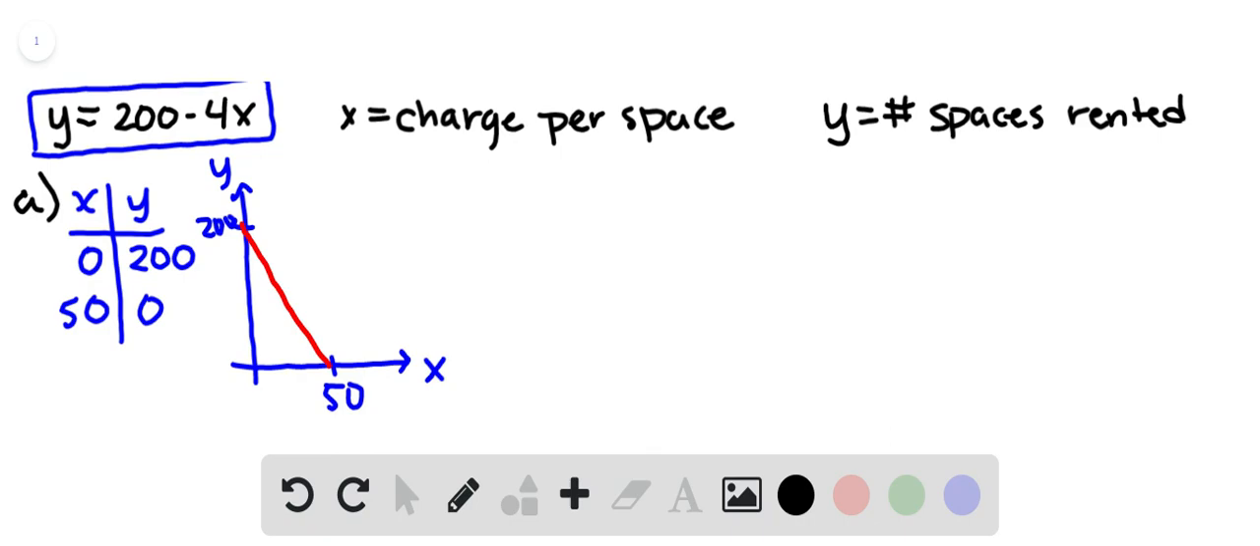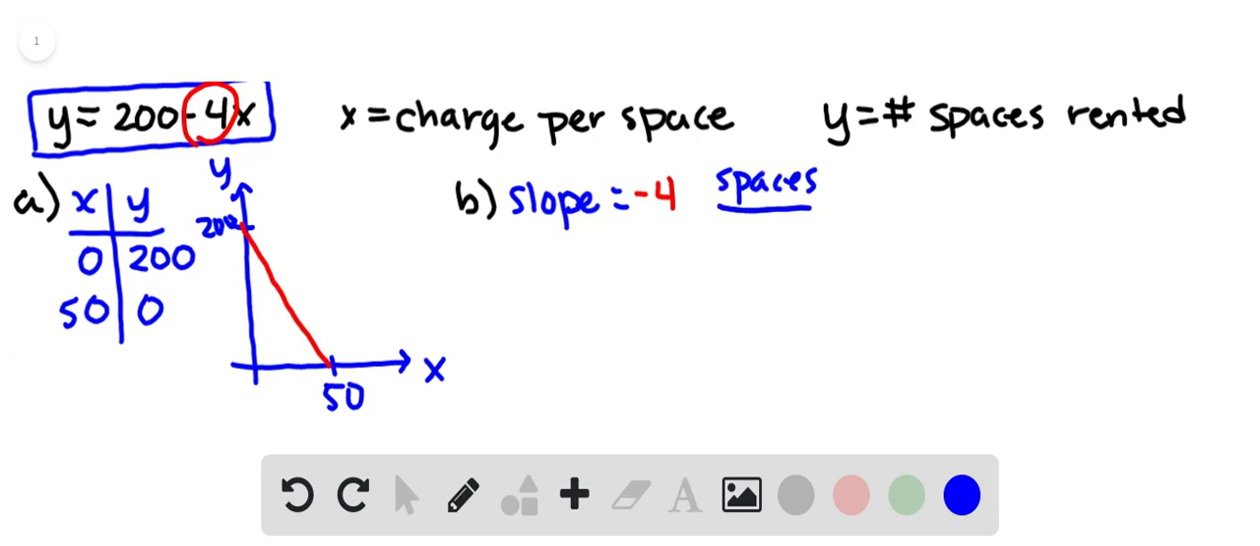Now what we want to do is think about the slope and the y-intercept and the x-intercept. We've talked about the intercepts a little bit already. So what's the slope? When you look at the equation that was given, you see that the slope is -4. What are the units on slope? So remember that slope is rise over run, so we would have the units on y divided by the units on x. And the units on y are spaces, number of spaces, and the units on x are dollars charged per space.